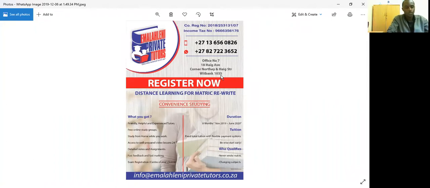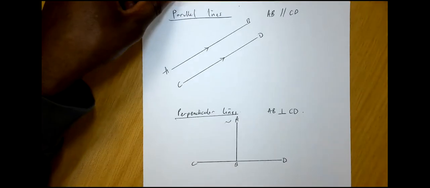Now we're going to look at parallel lines, perpendicular lines, collinear points, and the equation of a line. That's what we're going to cover now. Let's see what you need to understand: you just need to know the properties of parallel lines, properties of perpendicular lines, and properties of collinear points. All right, so here is what we have.